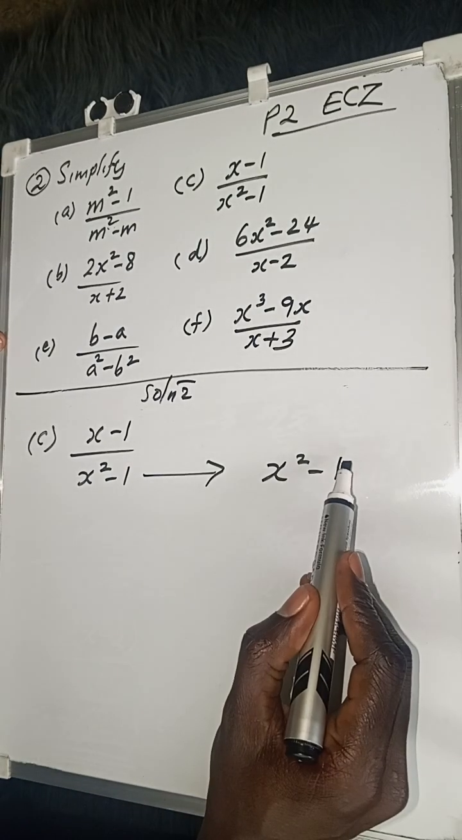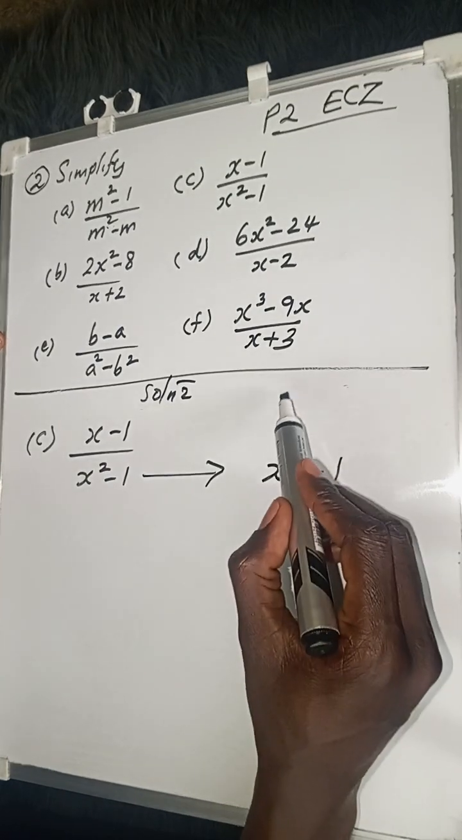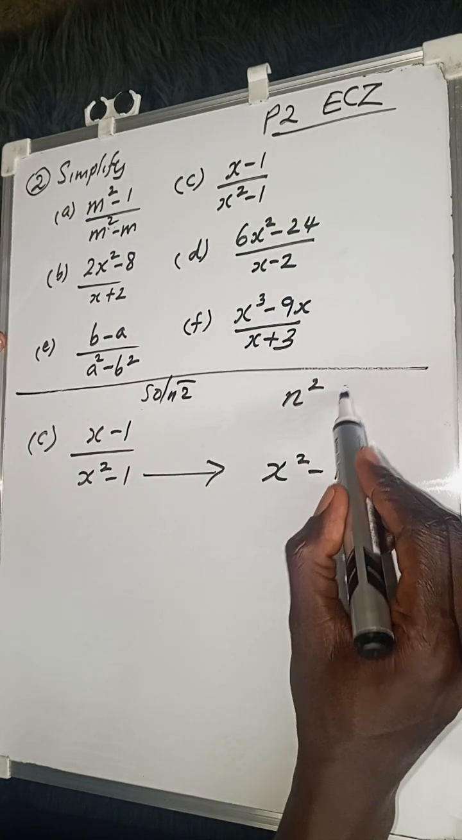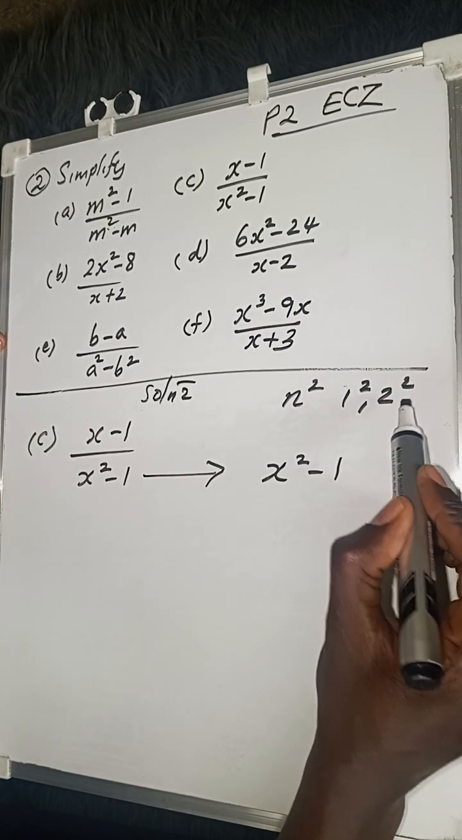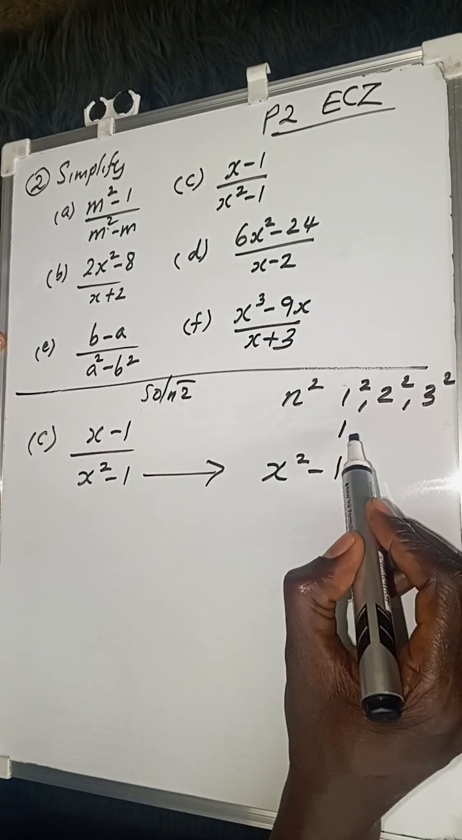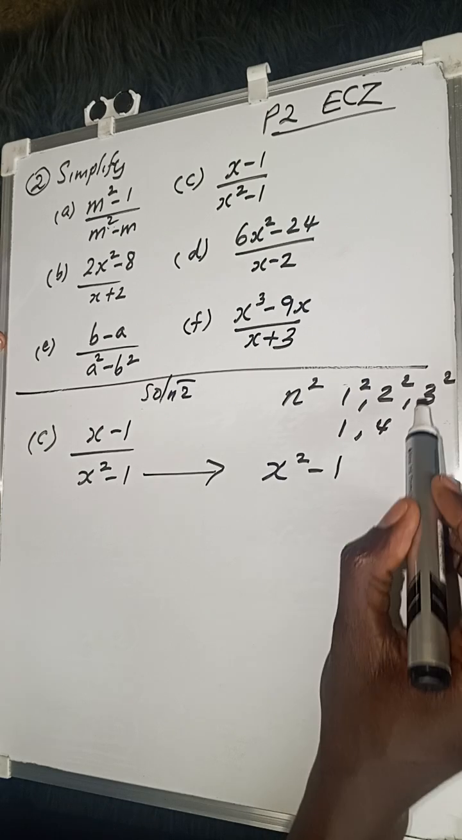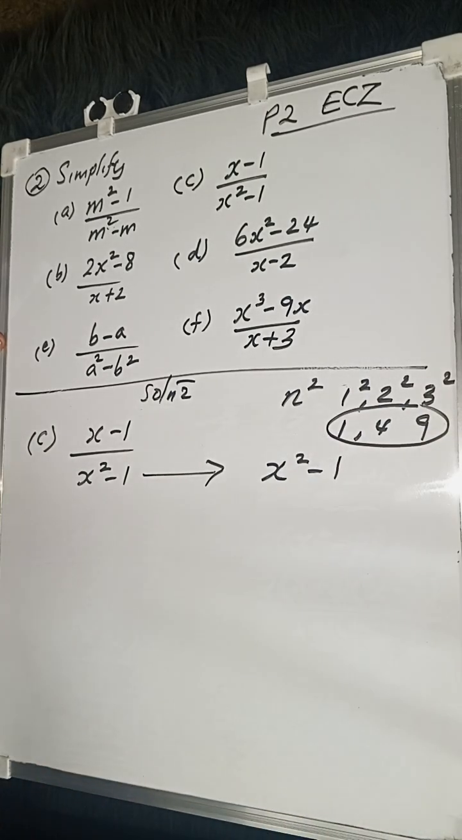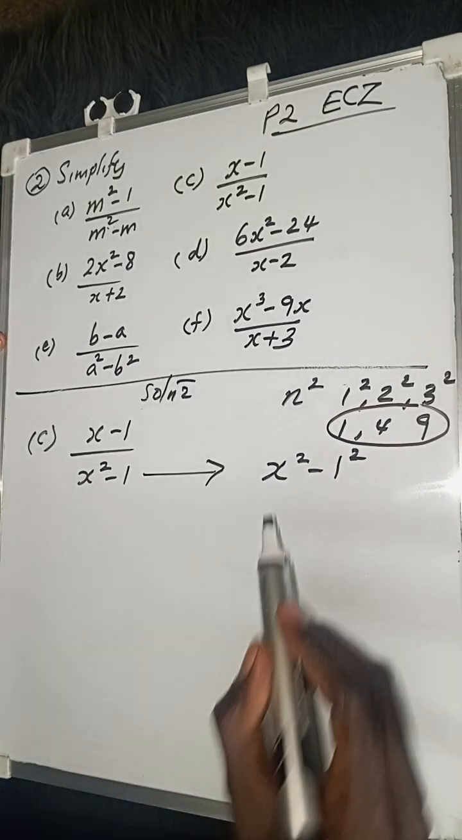Remember, 1 is a square number. Remember I said a square number is a number that can be written in the form n raised to the power 2. So any number that can be written like that is what we call a square number. 1 raised to the power 2 is 1, 2 raised to the power 2 is 4, 3 raised to the power 2 is 9. So these numbers that you're seeing here are square numbers. So 1 is a square number that can be written as 1 raised to the power 2.